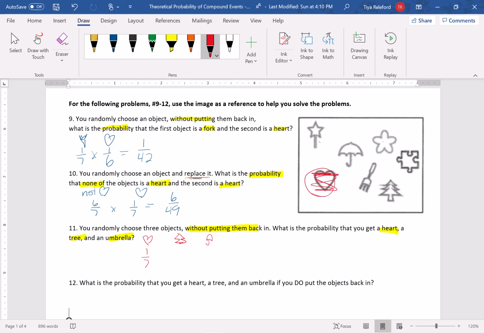Next time we want a tree. 1 out of 1, 2, 3, 4, 5, 6. Don't put it back in. Now we want an umbrella. That is 1 out of 1, 2, 3, 4, 5. 1 times 1 is 1, times 1 is 1. 7 times 6 is 42, times 5. I think it's 210. Double check me.